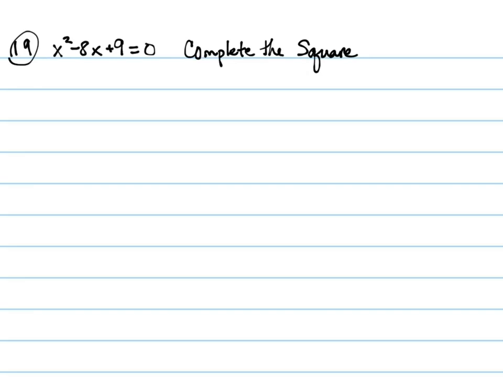All right, to complete the square, what we do is we leave the values that have x in them on the one side, and we move the other value to the other side. So in this case, that would be the 9. Okay, so that's the first step.